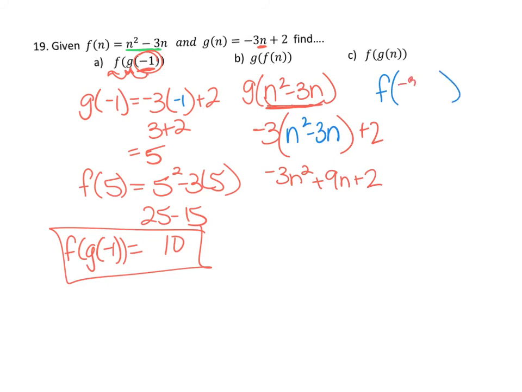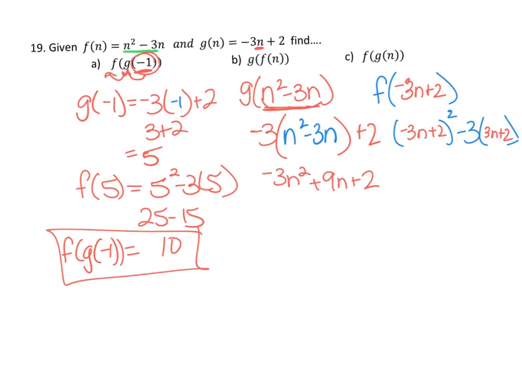G is negative 3n plus 2. So that's n squared minus 3 times n, and in each of those n's goes the negative 3n plus 2. Okay, we got that. Don't forget the negative sign in there. So that's a negative that I forgot. So now you have negative 3n plus 2 times negative 3n plus 2.